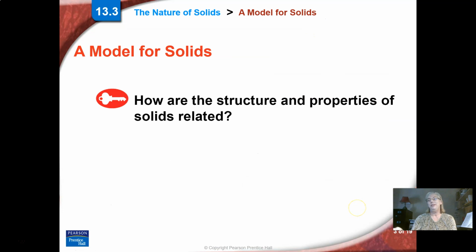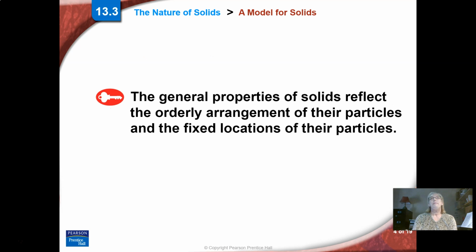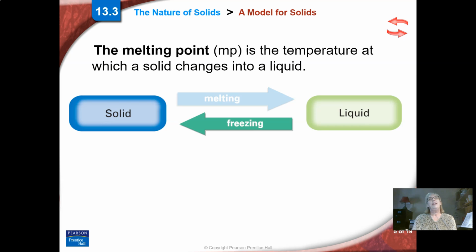So how are the structures and properties of solids related to each other? The properties of solids are reflected by their orderly arrangement. So each nucleus wants to stay in one place and not move too much. All molecules and atoms move. In gases they move the most. Solids are the least, and liquids are the medium amount of movement. In general, these particles are just sitting in one location and not moving around. They're vibrating a little bit, but they're not moving.